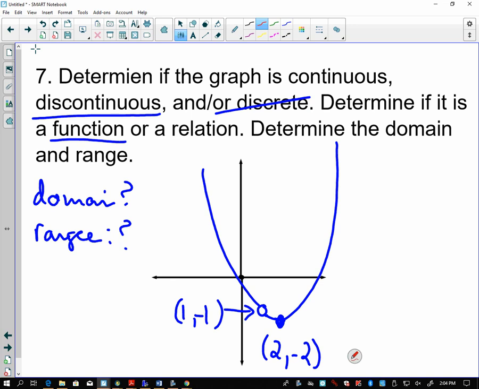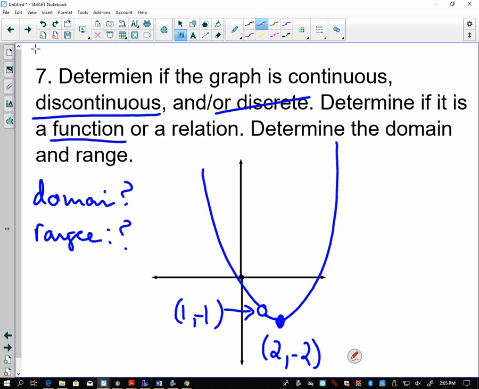Okay. For instance, the other class determined that this was discontinuous. Can anybody in here tell me how we know this is discontinuous? At what point? Point 1, -1, it has a break, therefore it's discontinuous. Is it discrete? No. What does a discrete function look like? Lines don't connect. Not quite.